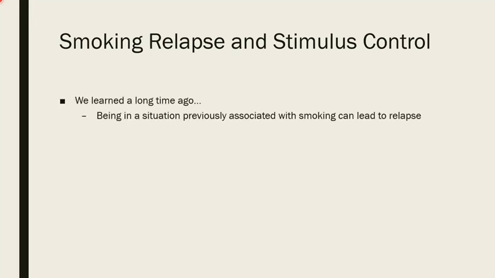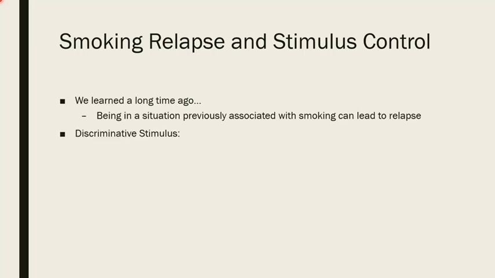The last example I want to give you is going to look back at smoking relapse. We've talked a little bit about smoking cessation in the past, but I want to look at how stimulus control impacts our understanding of how hard it is and what we can do to help people quit. So we learned a long time ago that when we're in a situation that we've associated with smoking in the past, this can actually produce relapse. I think the example that I gave was, say you used to always smoke in your garage. Anytime you go into the garage, it's harder to not smoke.